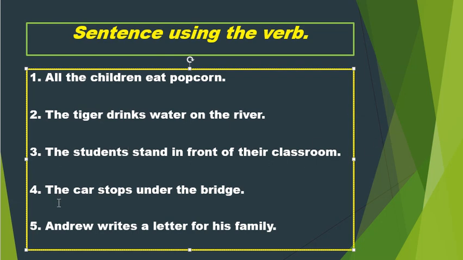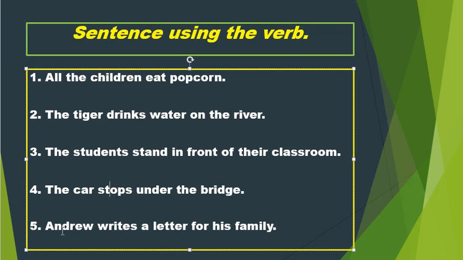Next, number four, the car stops under the bridge. Maybe the bridge has some parking area and the car stops there. How many cars are we talking about here? One. So our verb here must have an s. You see, stops, not stop, under the bridge.